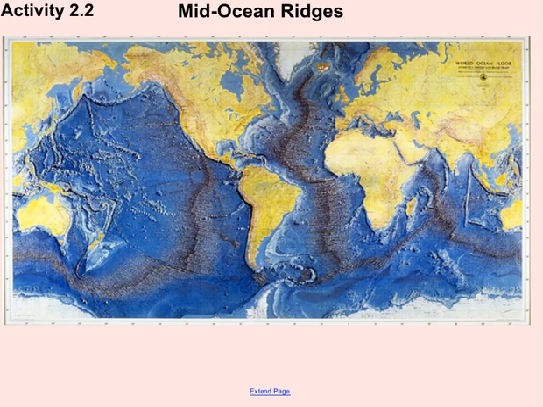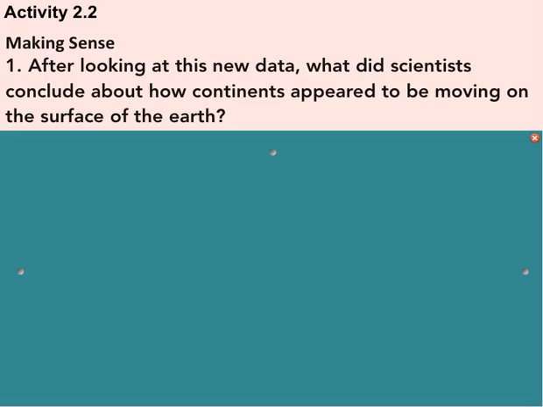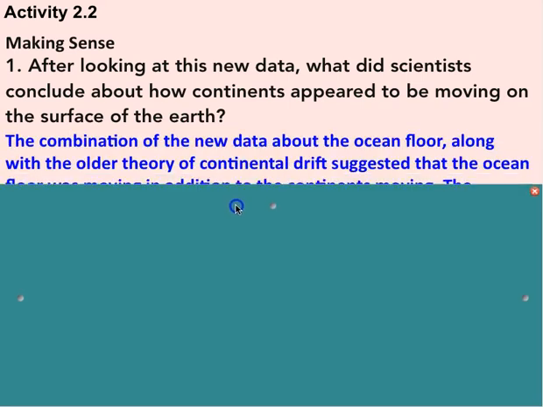So I think this is just another picture. So let's take a look here. Making sense? After looking at this new data, so we're on page 24. After looking at this new data, what did scientists conclude about how the continents appeared to be moving on the surface of the Earth? So go ahead, pause the video and answer this question. So now that you've had a chance to answer it, what did scientists conclude about how the continents appear to be moving on the surface of the Earth?